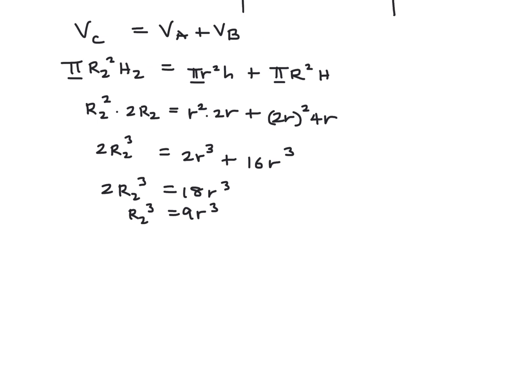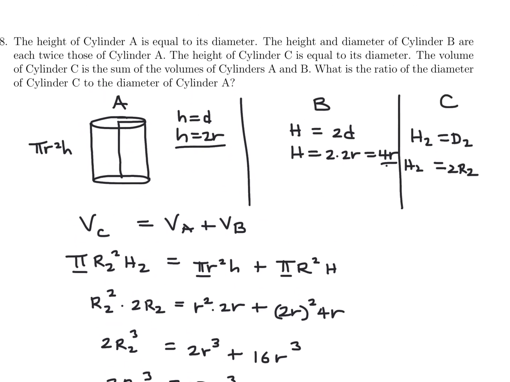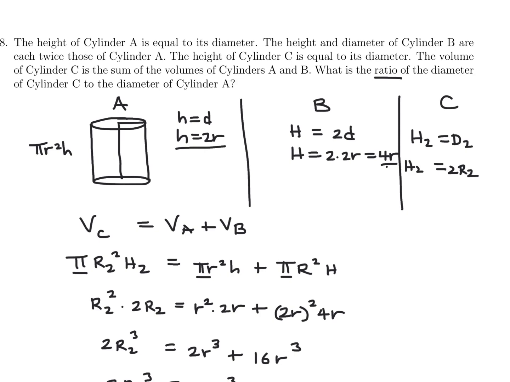And therefore, r2 over r cubed is 9 over 1. And if you take the cube root of both sides, you get r2 over r is equal to the cube root of 9 over 1. And that is what they wanted. They wanted the ratio of the diameter of cylinder C.